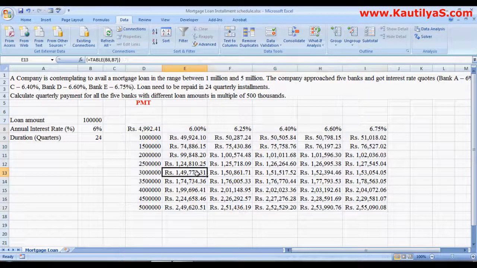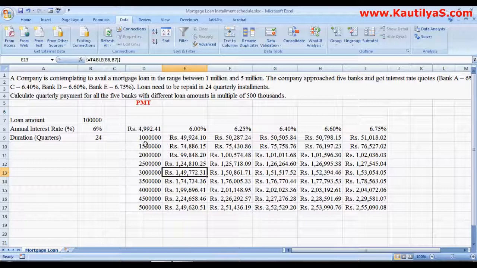So here we got the loan amount. This says if you borrow 1 million at 6%, you have to pay 49,924 per quarter for 24 quarters. Similarly, if you borrow 5 million at 6%, you have to pay 2,49,620 for 24 quarters. So with the different interest rates and different loan amounts, we can make a schedule here.